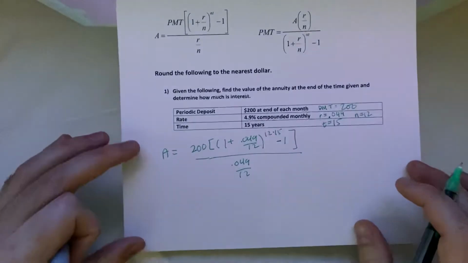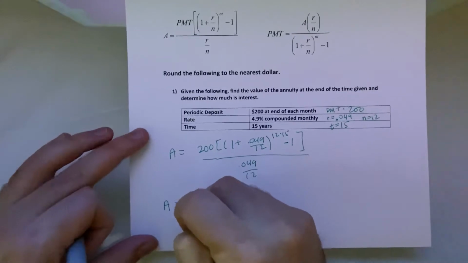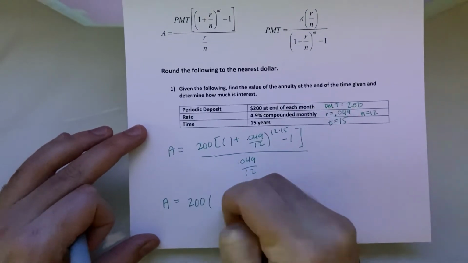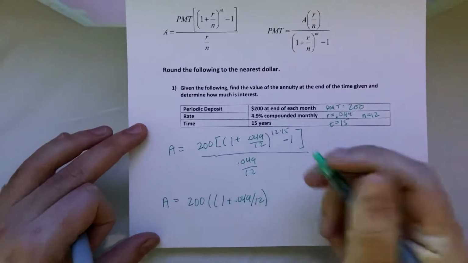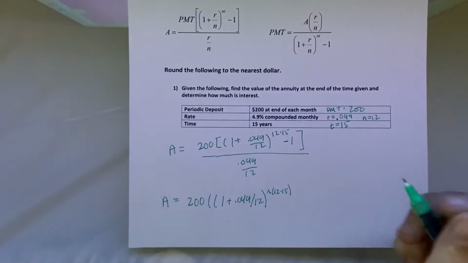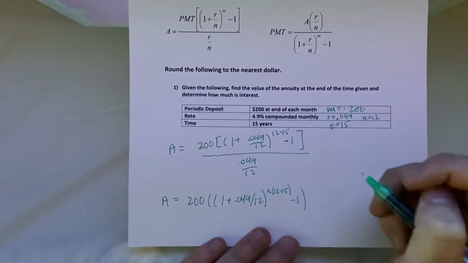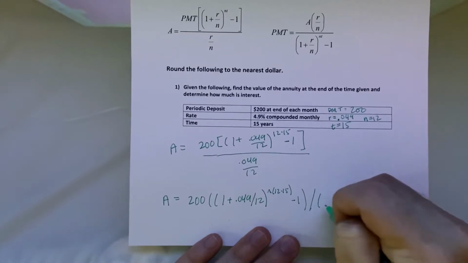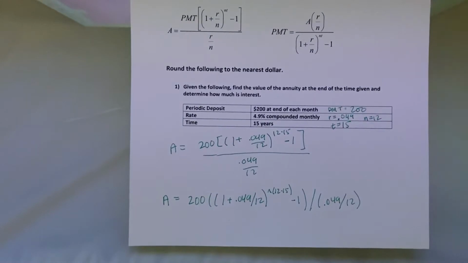Now, making sure you put this in the calculator right is the hard part. So A equals 200 times parentheses 1 plus 0.049 over 12. Close the parentheses, use the caret to get to your exponent, 12 times 15. Close, get out of your exponent, minus 1. Close the parentheses, divided by parentheses 0.049 over 12, close parentheses. Now when you do that, you should get a value. Remember, you always round this to cents.